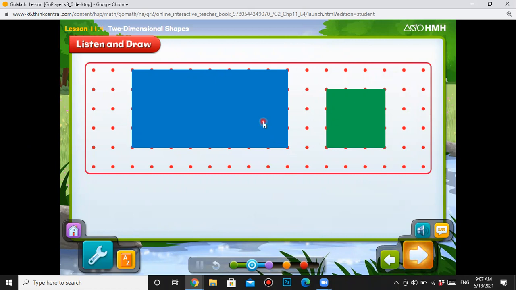Okay, so we have a rectangle and a square. The rectangle is bigger than the square, okay? The sides of the square, here's a side, are equal to each other, okay? This is a rectangle, this is a square. You should know, guys, it has 4 sides, 4 vertices. Let us see. Okay, can you see? 1, 2, 3, and 4.